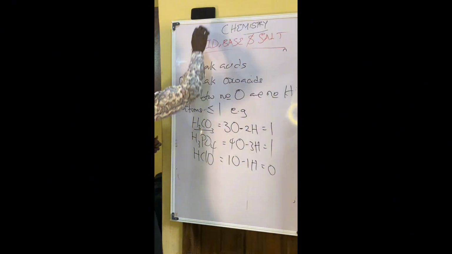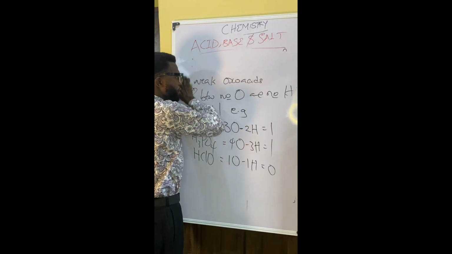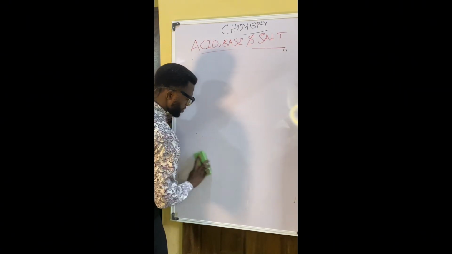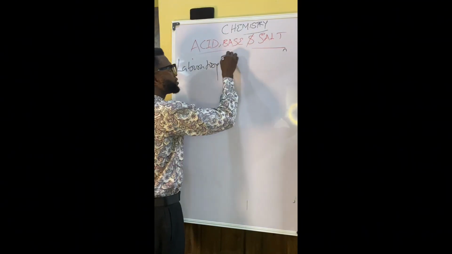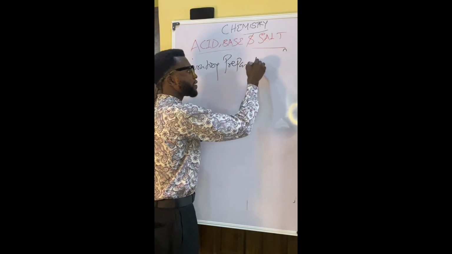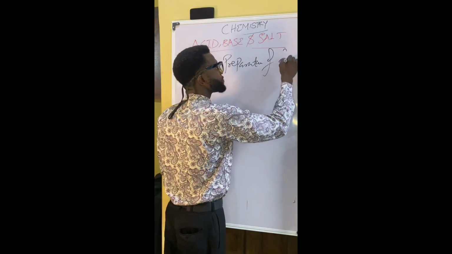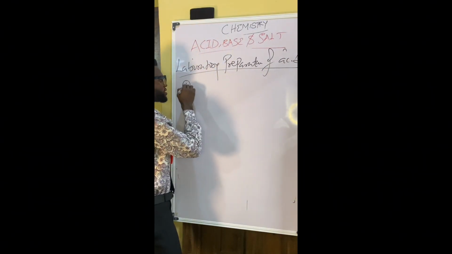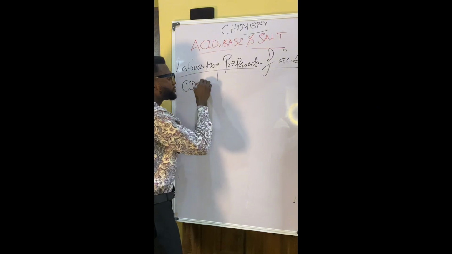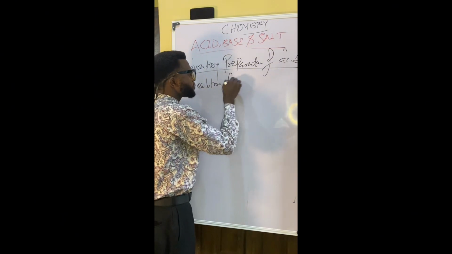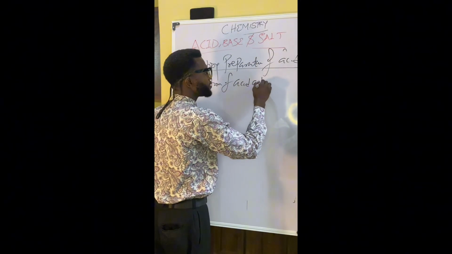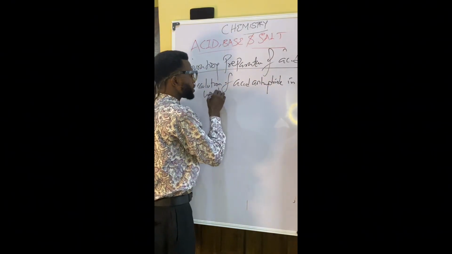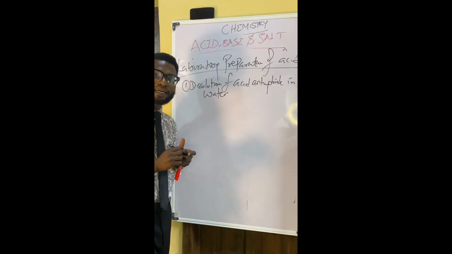So, we proceed to laboratory preparation of acid. The first is dissolution of acid anhydride in water. Now, what is acid anhydride?